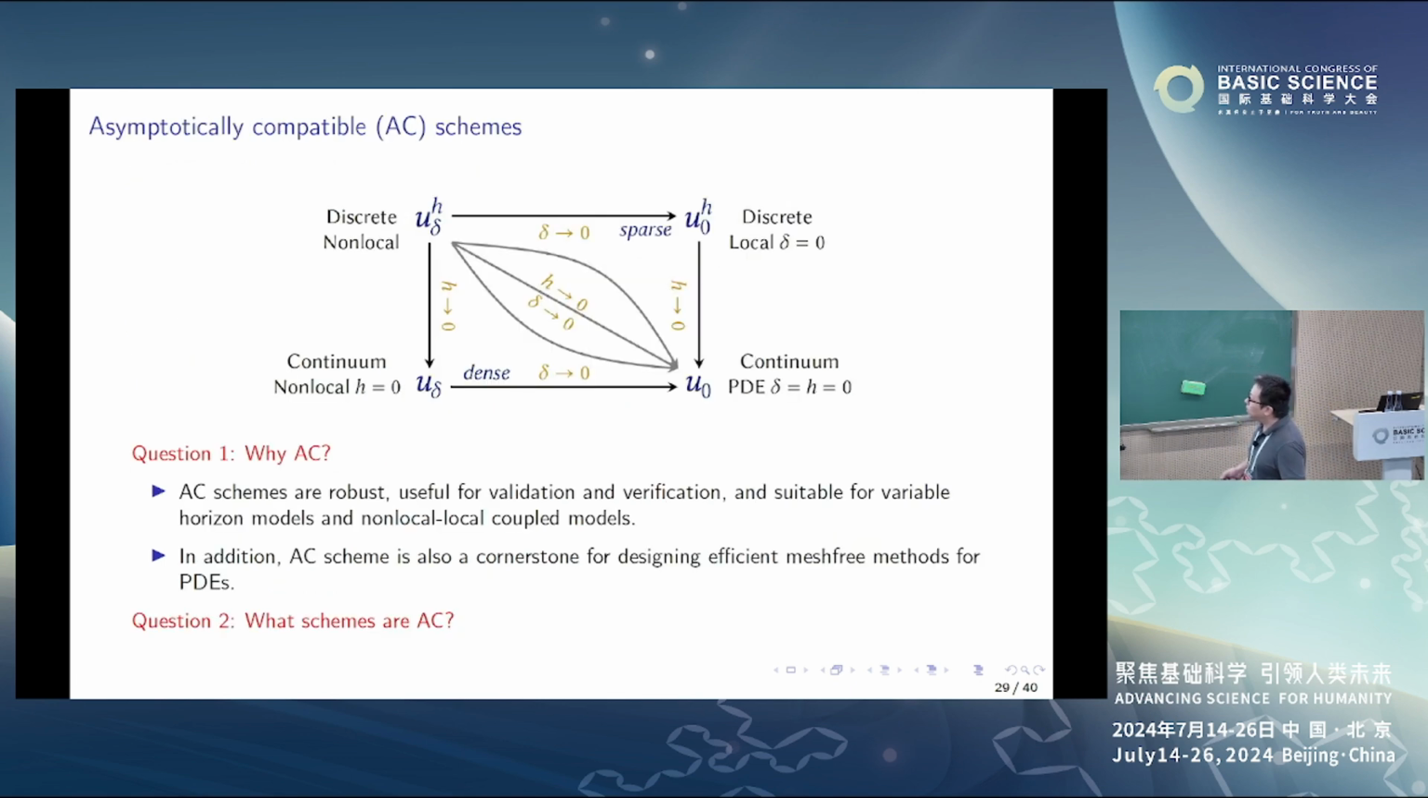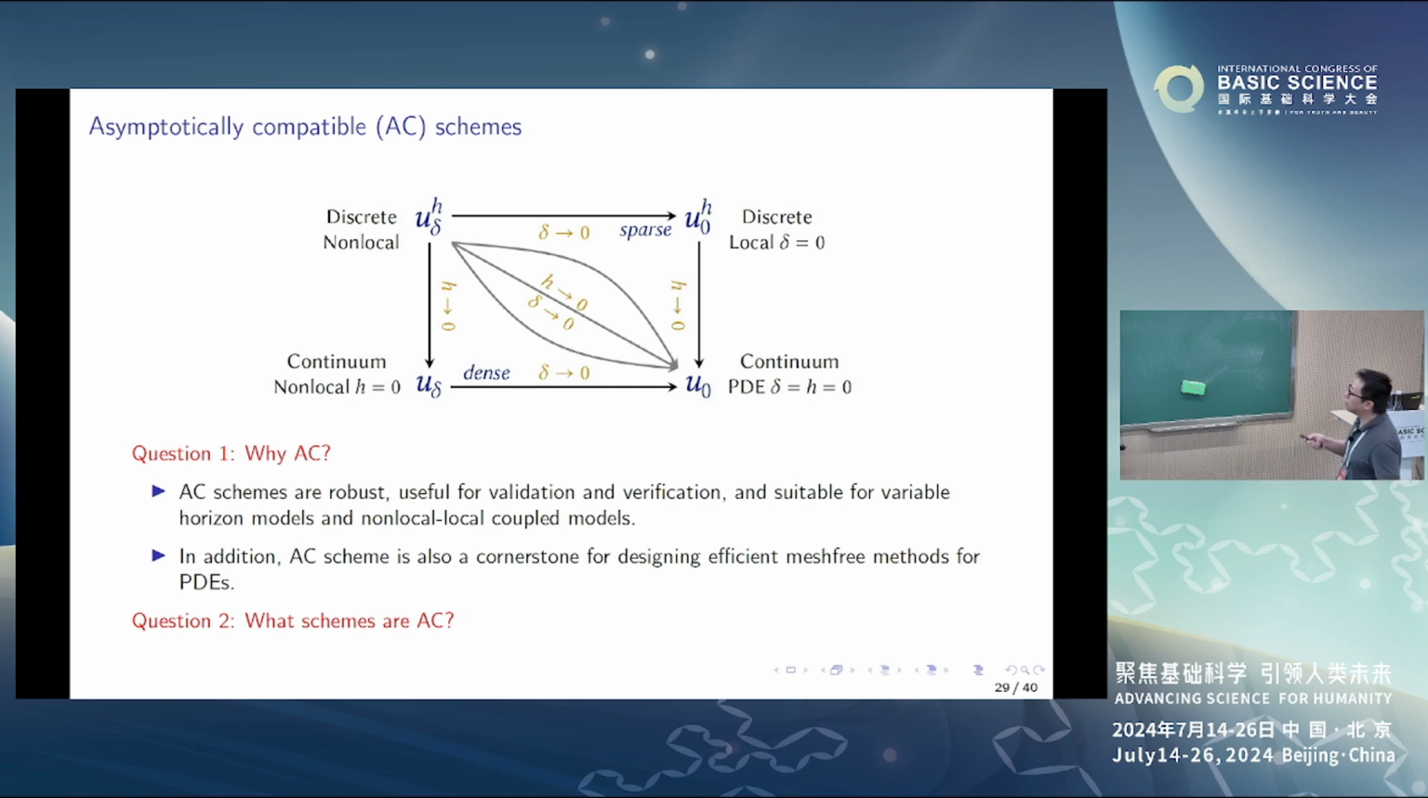So we already know when delta goes to 0, the nonlocal solution converges to the solution to local PDEs. And for both the nonlocal model and the local model, when h goes to 0, the numerical solution converges to the exact solution if you fix the model, right? Now we want to ask the question, what if h and delta go to 0 together? Then we want our numerical solution to the discrete nonlocal model to converge to the exact solution to the local model. And we want the convergence to be independent of h and delta.